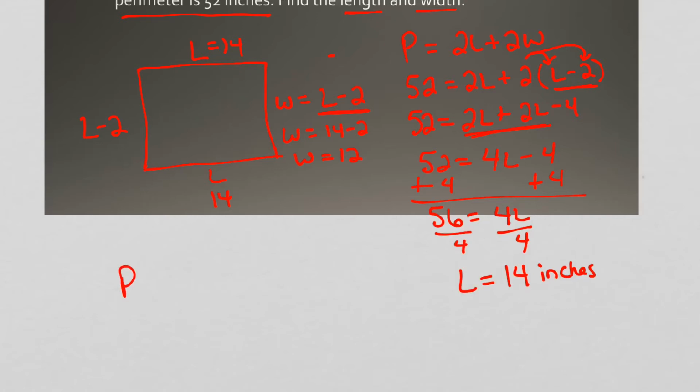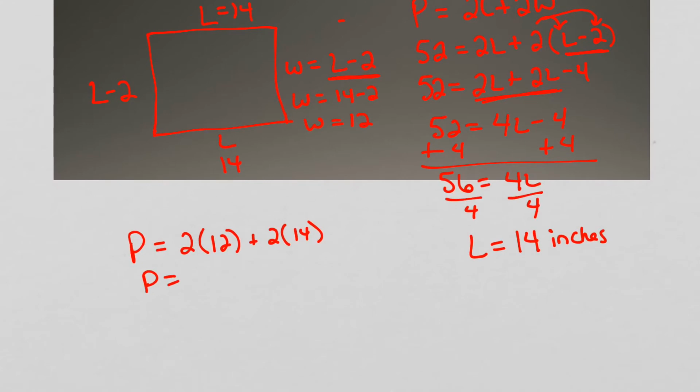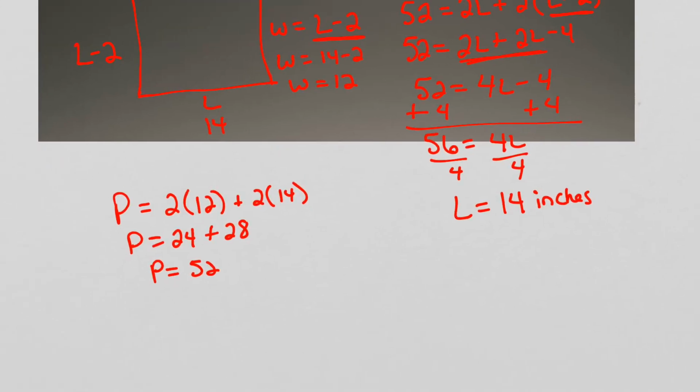And then add them up, and then make sure they equal. What do we hope they equal? 52 inches right up here. And then 24 plus 28 is 52. So I know that we have found the correct dimensions. So L is 14 inches and our width is 12 inches.